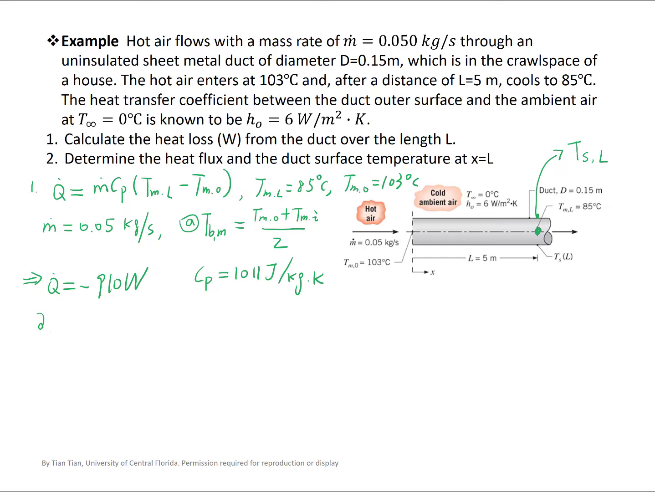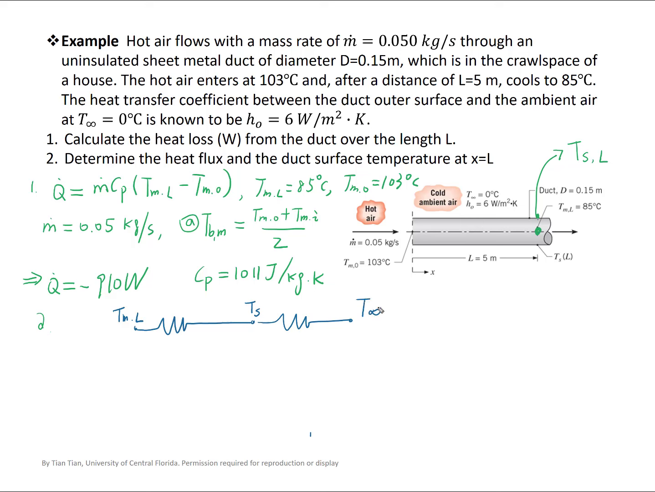Let's draw the thermal circuit. So we have the fluid temperature, TmL. Between the fluid temperature and the inner surface, there is a convection resistance. Then we reach temperature Ts. Between Ts and T infinity, we have another convection resistance.